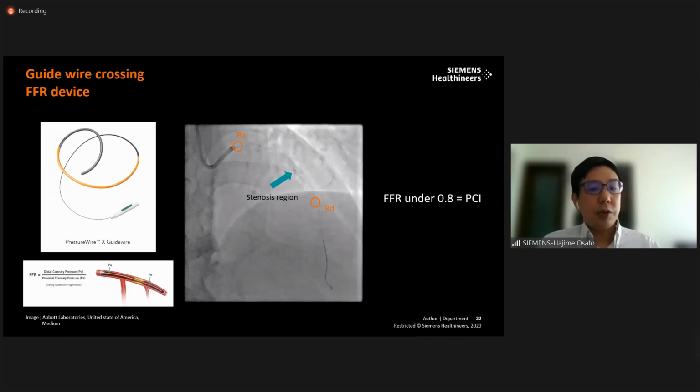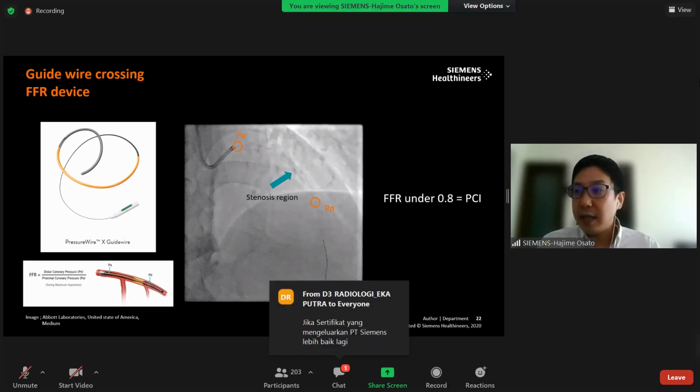And I want to introduce the FFR device here. The FFR device is one of the guide wires which has a pressure calculation function between the distal and proximal parts. FFR is calculated as the ratio of distal pressure divided by proximal pressure. If the ratio is under 0.8, enough blood flow is not supplied to the distal vessel, so we must do the PCI.